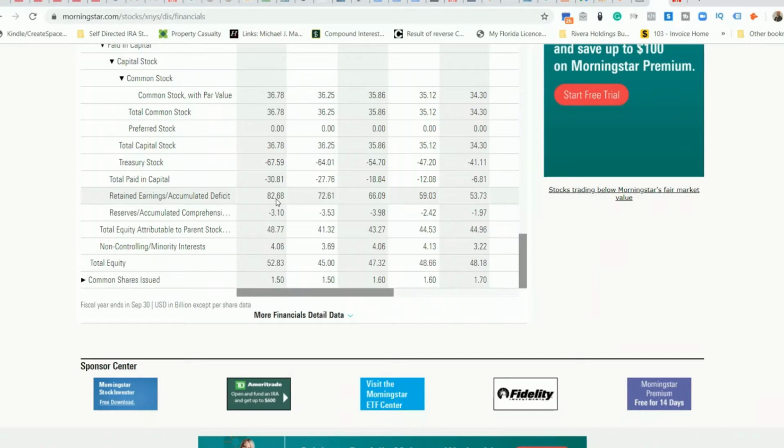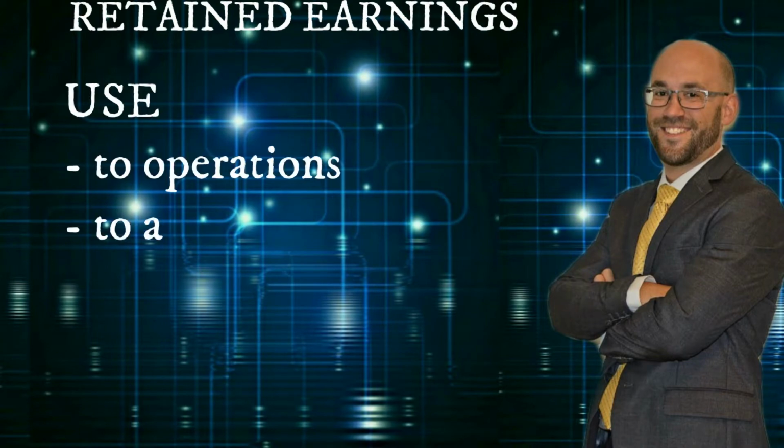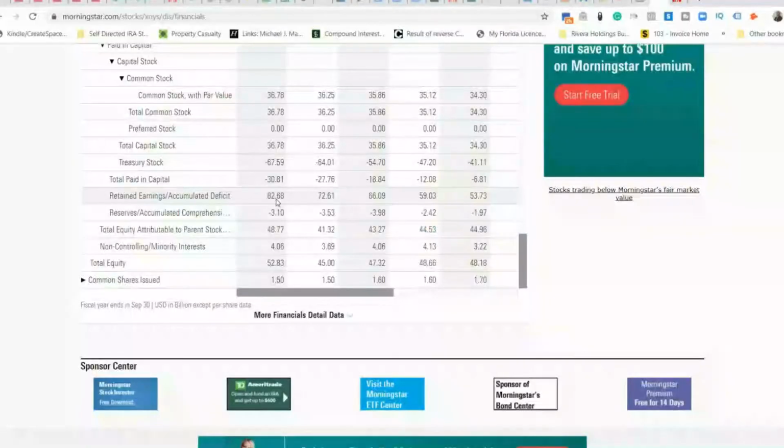So it could have used this profitability to grow operations, to acquire companies, to buy back stock, to pay dividends. And it's done all these things. Retained earnings over time gives you the ability to do these kinds of things without taking on bad debt, without issuing shares and diluting shareholders, and doing those kinds of things that are generally negative unless done well by great capital allocators.